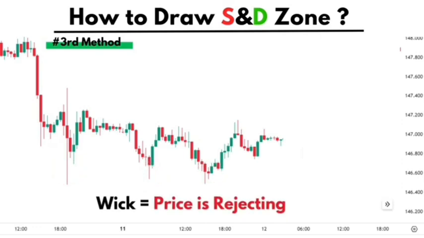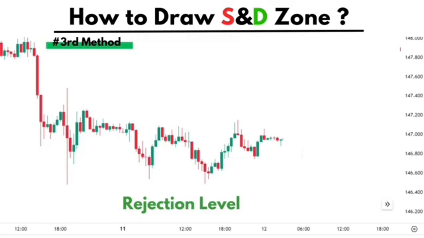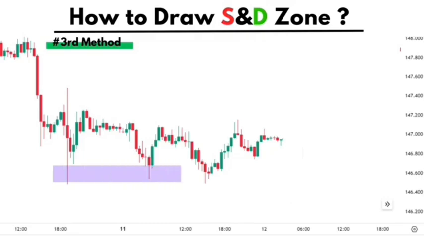Draw a rectangle that covers the entire area where these rejection wicks formed and extend it to the right. Now watch what happens when price returns to that level. As soon as price touches the zone, it rallies aggressively with large bullish candles. This confirms that the area is a strong demand zone.